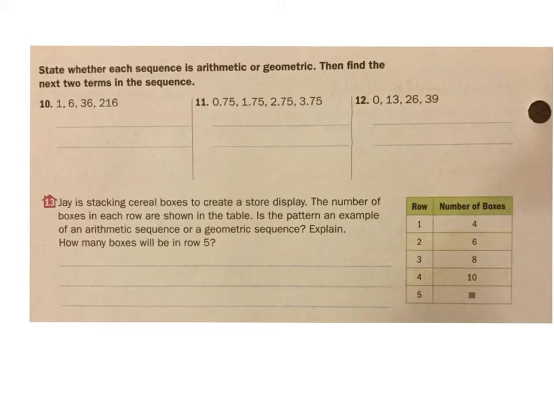All right, let's do these. State whether each sequence is arithmetic or geometric. Then find the next two terms. Okay, so this one is plus or minus, and this one is multiplication. So if we're going up, it's either adding or multiplying.